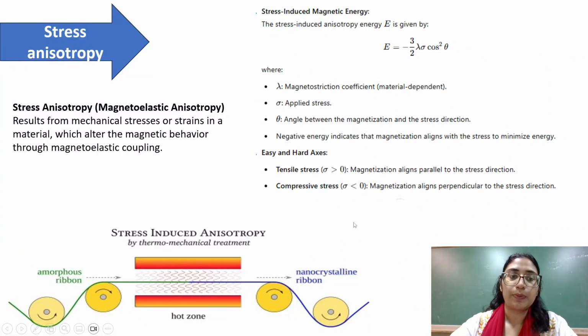The stress anisotropy is basically due to mechanical stress or strain on your material. It is because of any kind of pressure, any kind of temperature; these are all mechanical stresses on your material. Like an amorphous ribbon, when it passes through the hot zone, we are creating stress on that material with the help of heat. So we have the thermomechanical treatment, and it will change the anisotropy of your material. And we also have the expression to calculate the stress anisotropy.